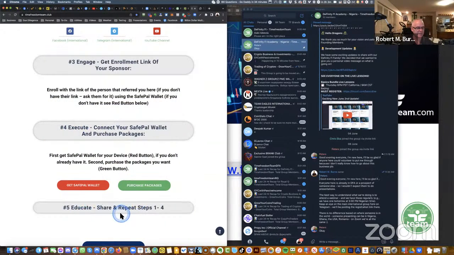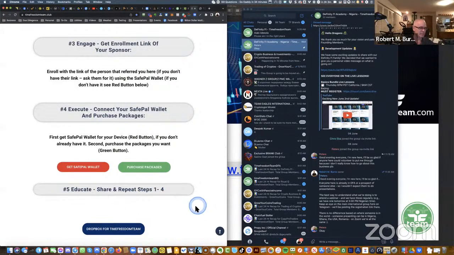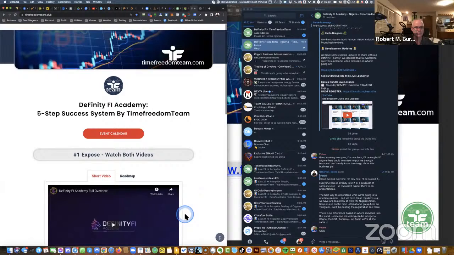And then step number 5 is rinse and repeat. Go through step 1 through 4. And all of our tools, by the way, are down here under the Dropbox. So if you like the presentation that I just did here, you've immediately got access to the PowerPoint version and the Keynote version on the Mac.